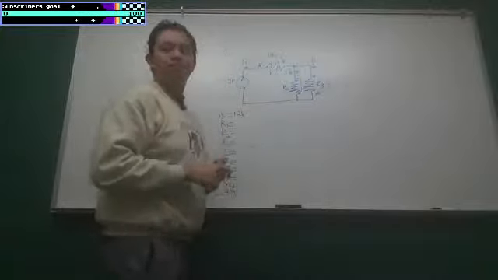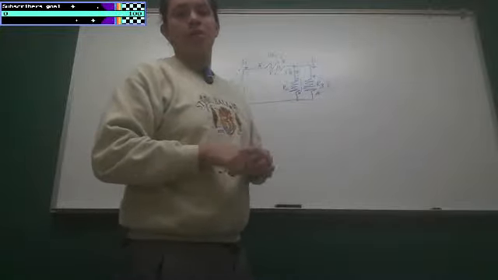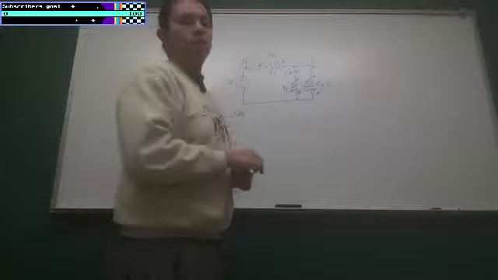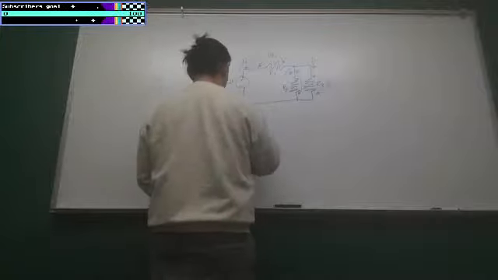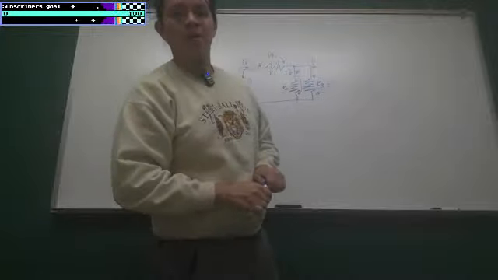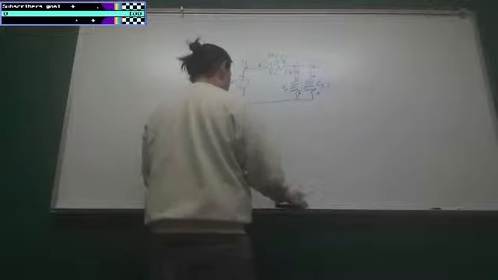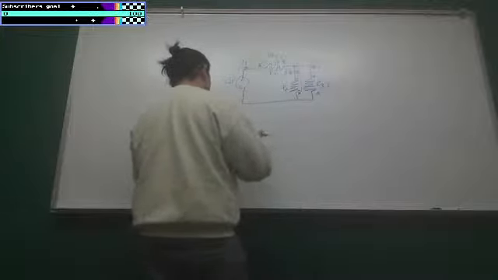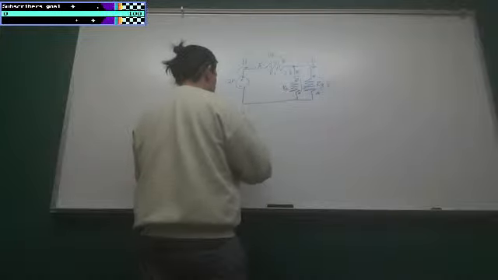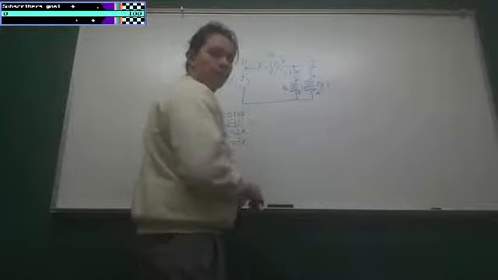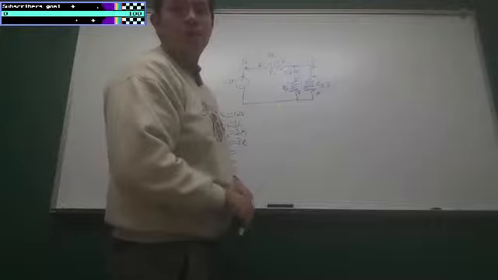All right. So now we can check, our resistor 1 is 1K, resistor 2 is 2K, resistor 3 is 3K.